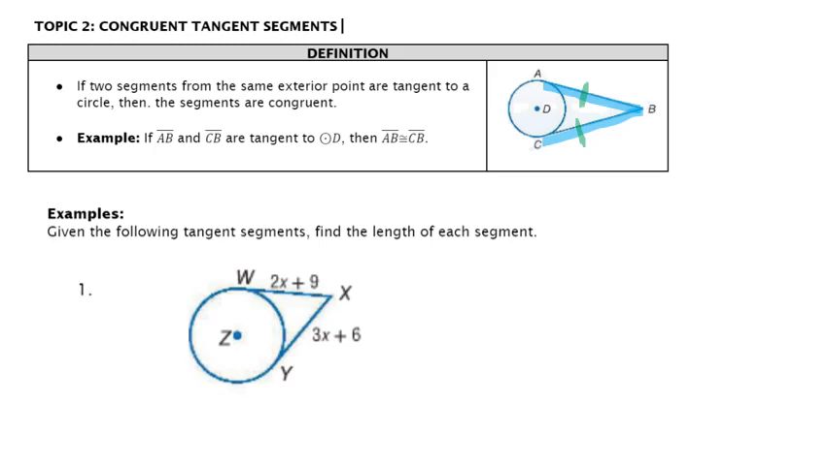So in this example, if I look, I see I have two segments tangent to the same circle. They give us expressions for their length. So if the question is find the length of the segments, if they're the same length, I can just set them equal to each other. So I have here 3x plus 6 is equal to 2x plus 9, and I can go ahead and solve it.